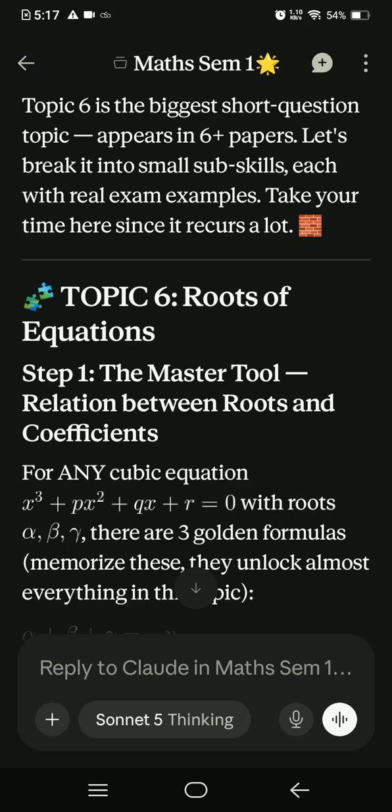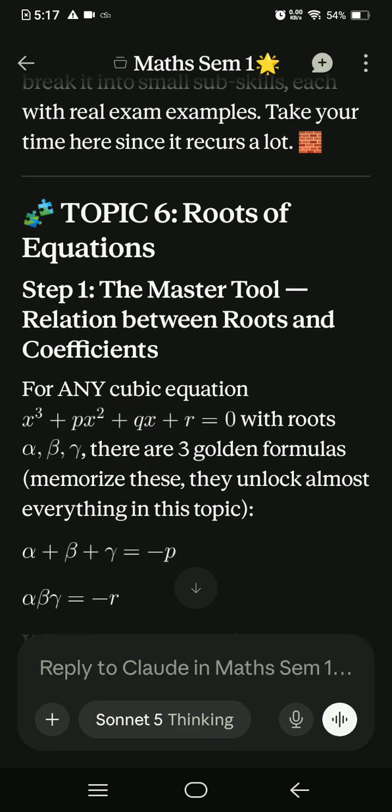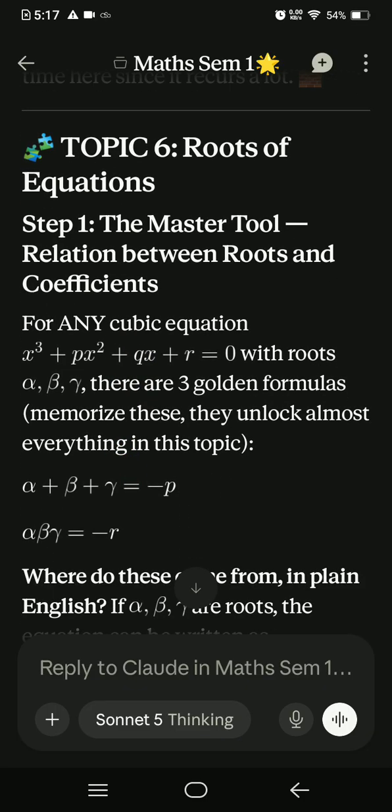Topic 6 is the biggest short question topic, appears in 6 plus papers. Let's break it into small sub skills, each with real examples. Take your time here since it recurs a lot. Okay, so topic 6 is roots of equations. Step 1, the master tool, relation between roots and coefficients.